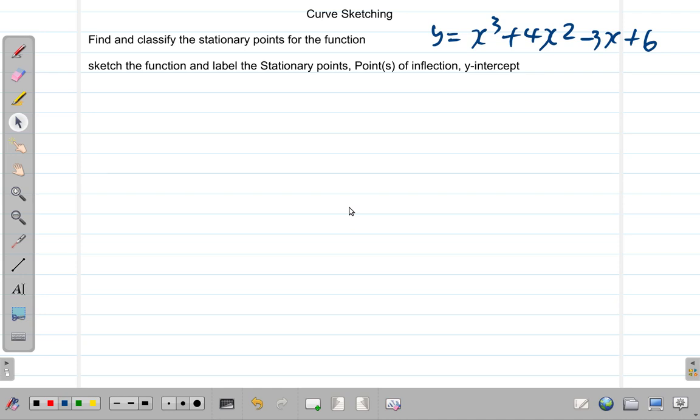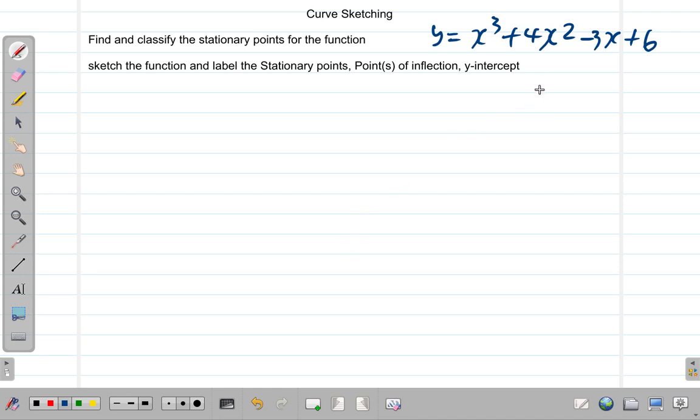Alright, let's look at this. We're going to find out where the stationary points are, and we need the y-intercept as well. Let's go one step at a time. Stationary points: this is a cubic function, so I expect there will be two stationary points.